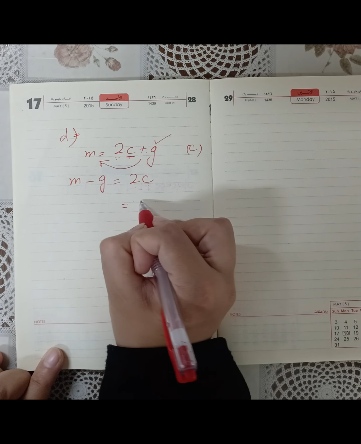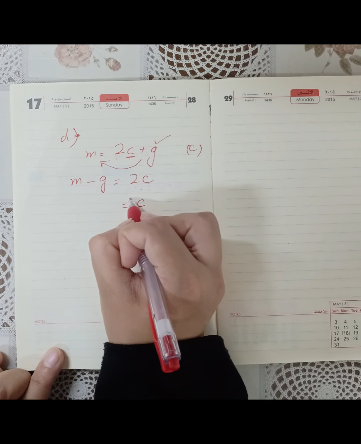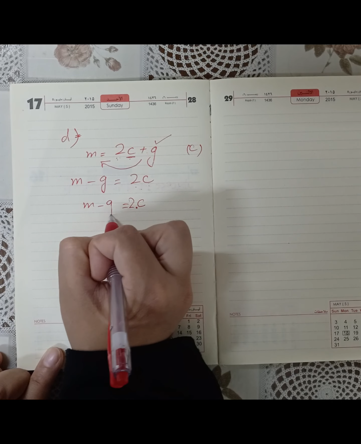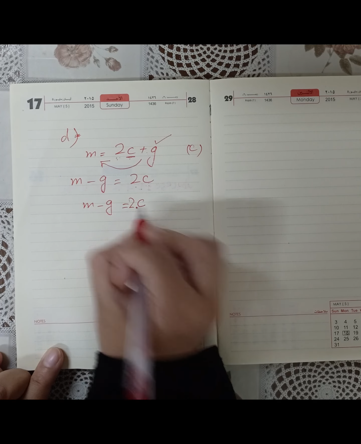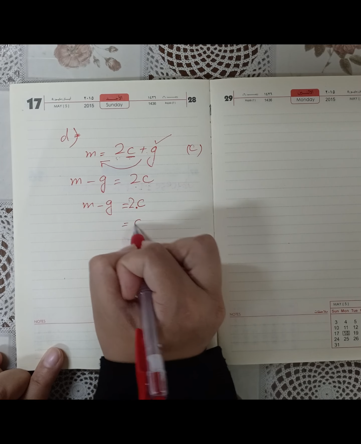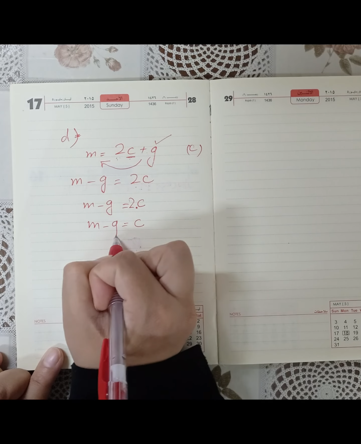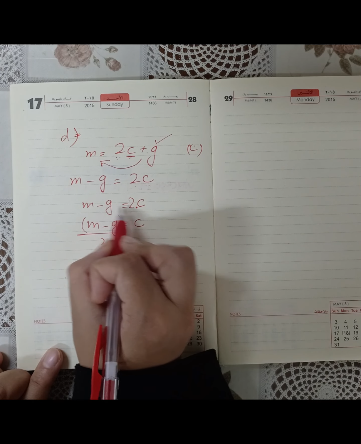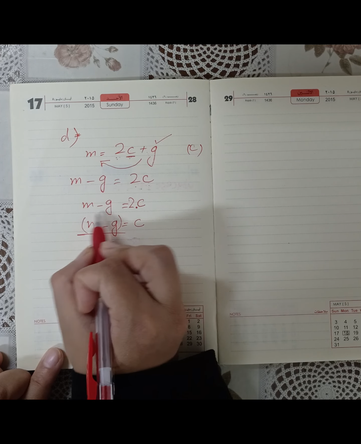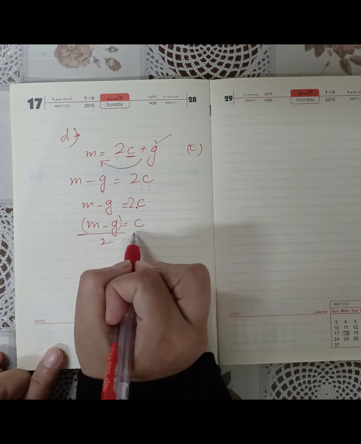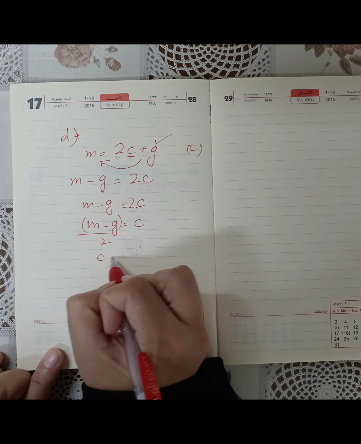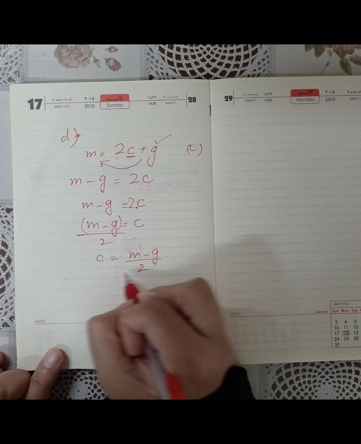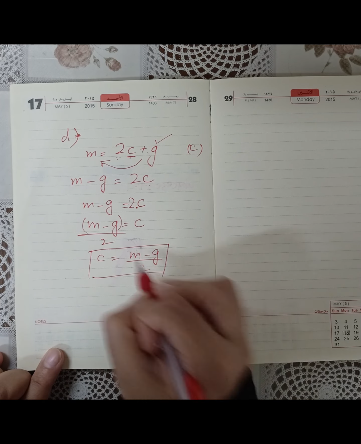And now how can I find c? 2 is being multiplied here, so I can divide on both sides by 2, or I can say it will divide on the other side. c equals m minus g, whole divided by 2. This 2 will not divide just one term. It will divide the whole result. I can write c equals m minus g, all divided by 2. This is our result.